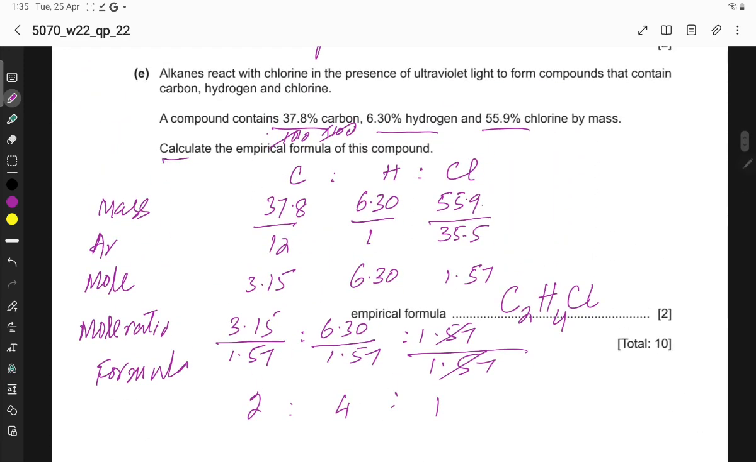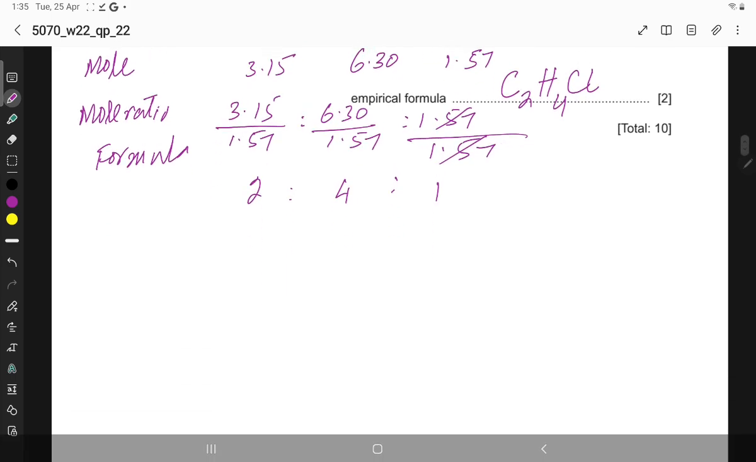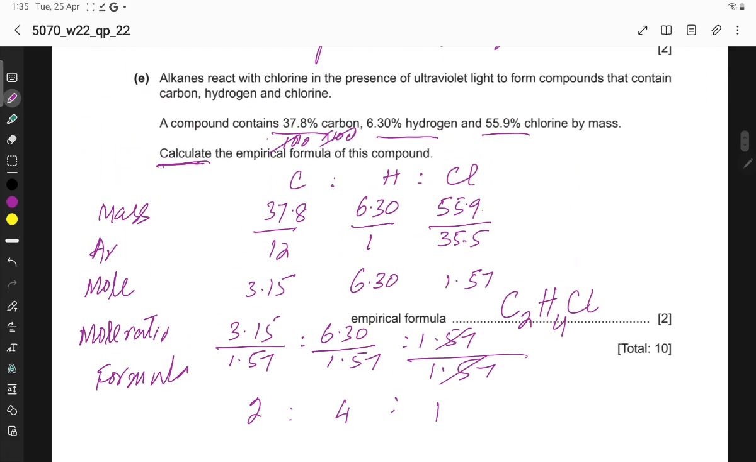If it says calculate, you are supposed to show all calculations. You are not supposed to write down only the formula over here. You just calculate, show the calculation like this.